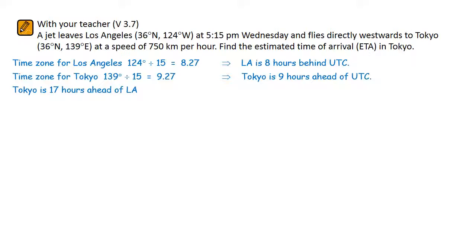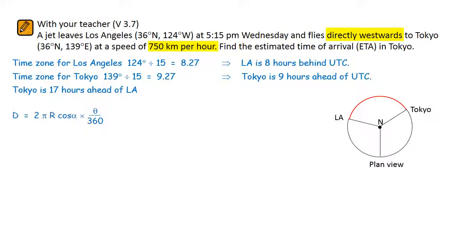Now we find the distance. Two things that you should have noticed in reading this question. Firstly, the speed of the jet was given in kilometres per hour, which means that we need to find the distance in kilometres. And secondly, the jet was flying directly westward. This means that it was not on a great circle route. For distance east-west in kilometres, we need to use the formula d equals 2 pi r cos alpha times theta over 360. Alpha is the latitude of travel, 36 degrees, and theta is the difference in longitude, which we can find by using a plan view diagram.